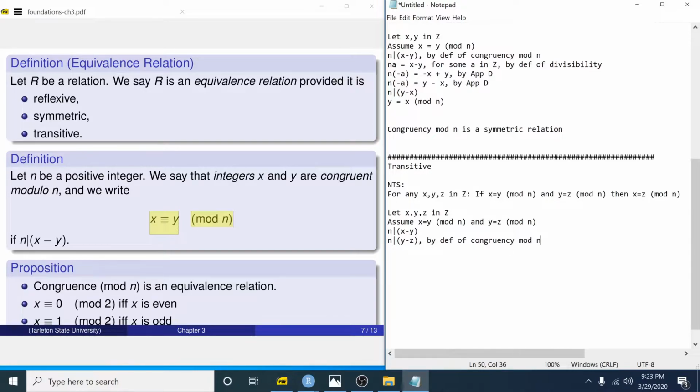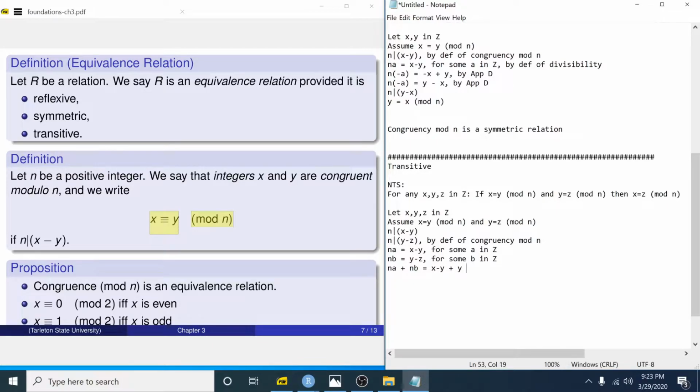But we know how divisibility works. So how does divisibility work? If n divides into x minus y, that means that n times a is equal to x minus y for some integer a. And we also know that there's some integer b, n times b is y minus z for some b. But if that's true, then we can simply add those two equations together. So now we can say that na plus nb is equal to x minus y plus y minus z.